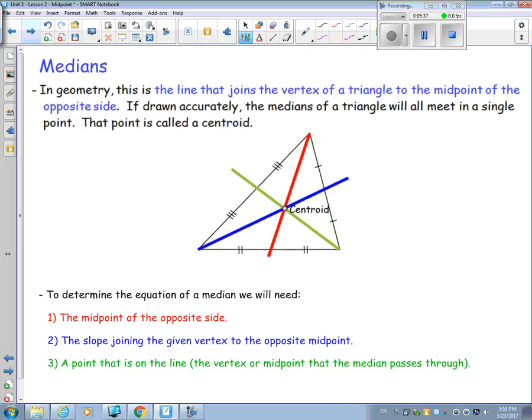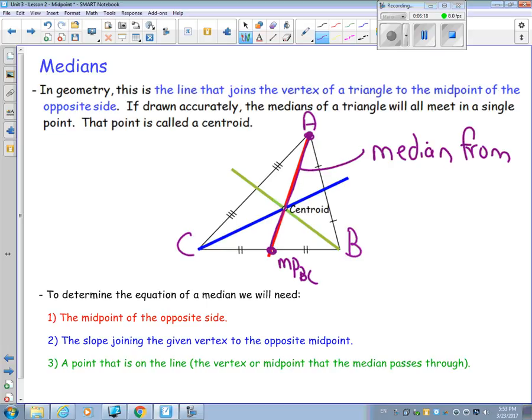Okay, our big idea for today: taking midpoints and actually using it to solve something. So here I want to solve for a median. A median is a special line. In geometry, this is the line that joins the vertex of a triangle to the midpoint of the opposite side. So if I were to label this triangle, let's call this triangle A, B, C. The median from A would be the line that starts at A and goes to the opposite midpoint. So that's this line right here. And it's going to go to the midpoint of BC. And we'd label this as the median from A.